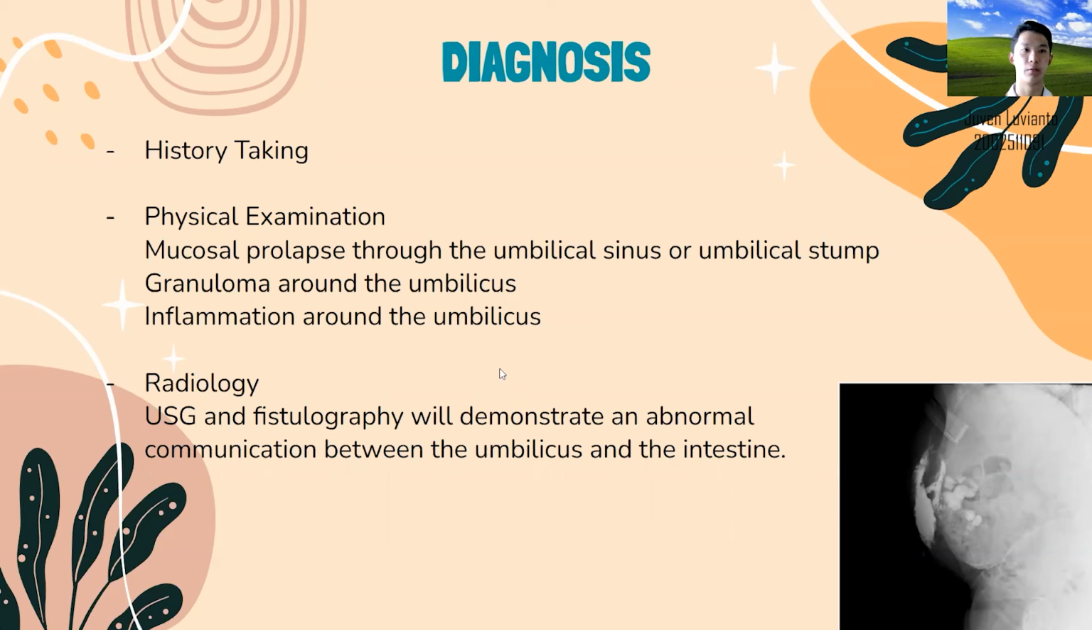So the first step, we should do history taking. We can ask the patient whether there is any pain around the umbilicus or any abnormalities around the umbilicus. And then we should perform a physical examination. By inspection, we can see a mucosal prolapse through the umbilical sinus or umbilical stump, or maybe a granuloma or inflammation around the umbilicus. After that, we do radiology. USG and fistulography will demonstrate an abnormal communication between the umbilicus and the intestine.